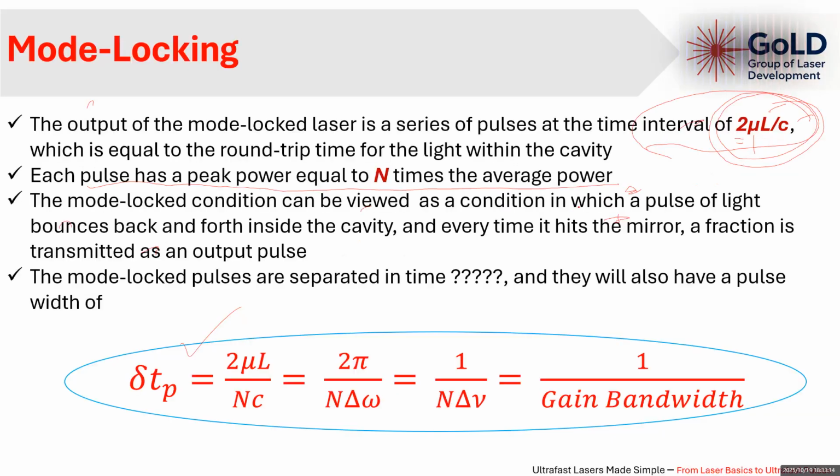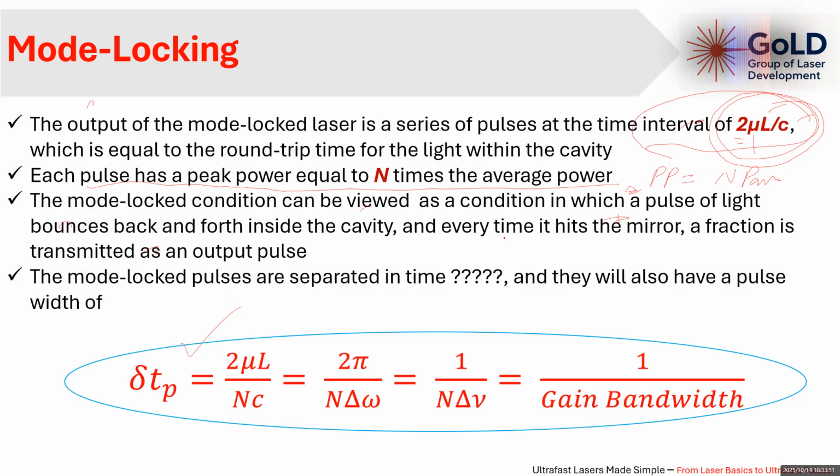each pulse has a peak power equal to n times the average power. Okay. And what is n, the number of modes? So whatever the average power is, the peak power is equal to n times the average. Okay.